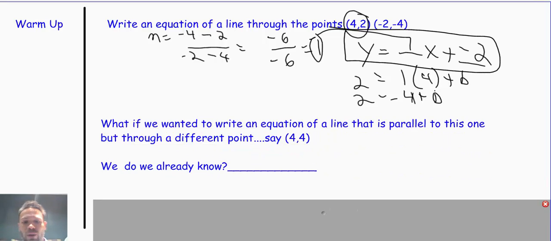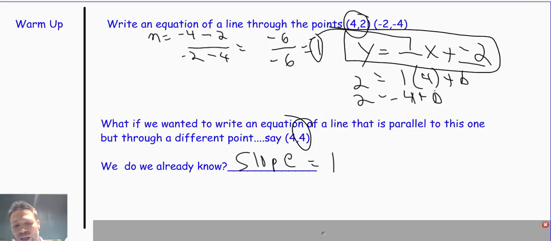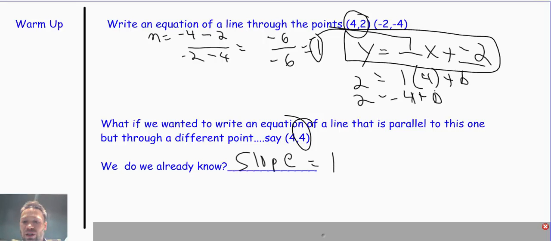Now, what if I wanted to write an equation of a line that is parallel to this one, but goes through a different point? Let's say it goes through (4, 4). All right? Well, what do we already know about what my new line is going to be? I already know that the slope is going to be 1. Slope equals 1. So when I start writing my equation, I already know one of the two things that I need to have in my equation. I know the slope. So I can start writing y is equal to 1x plus b. And now all I got to do is find my new y-intercept.